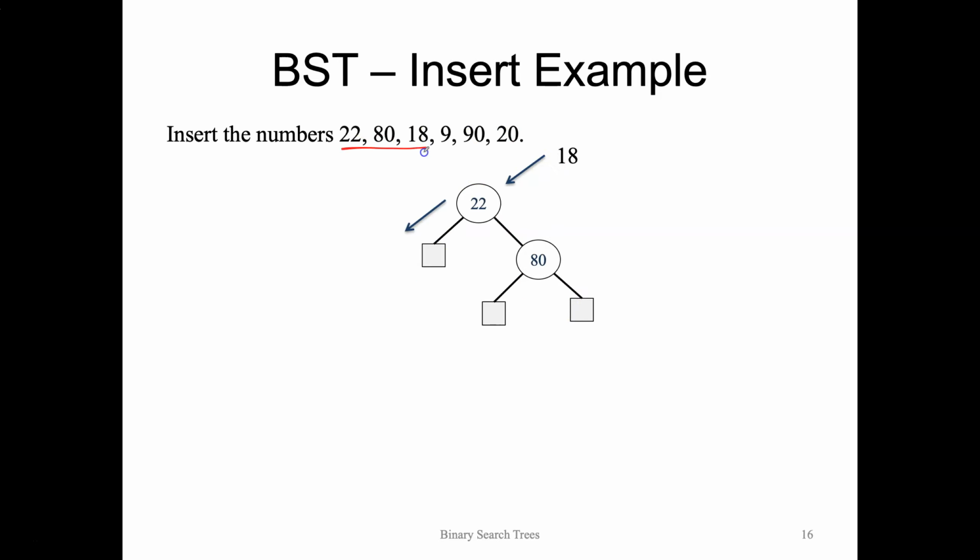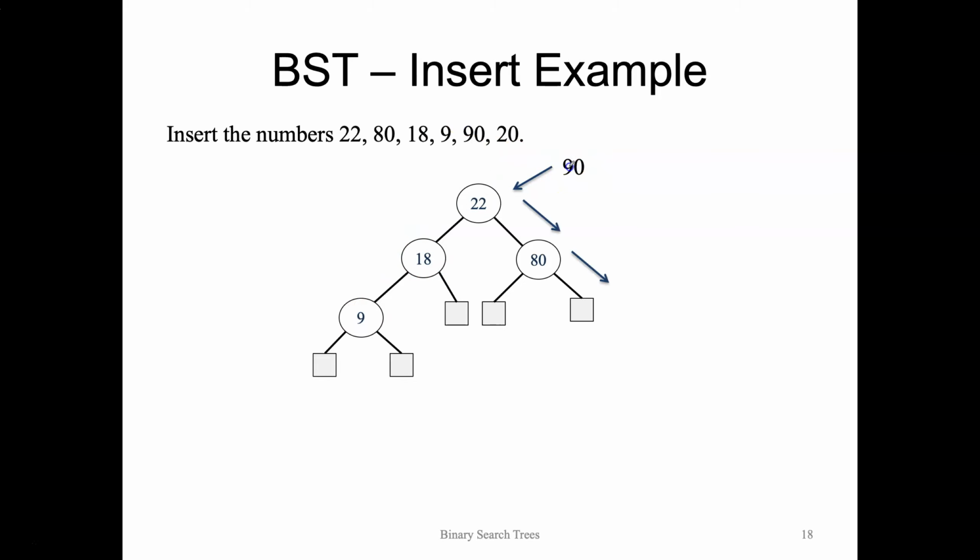Then we go to 18. So we'll again start with the root, compare 18 to 22. It's smaller than 22, so we go to the left, and once we reach this leaf, this external node, then we'll create a new internal node here which stores 18. Now once we go to insert 9, we again always start off with the root and then determine should we go to the left or the right based on how they compare. 9 is smaller than 22, so we go to the left. It's smaller than 18, so we go to the left.